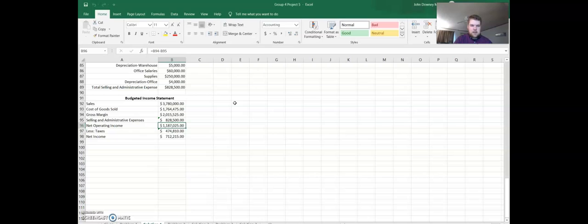And then from that, we have to subtract taxes. As Josh stated in the introduction, taxes are 40% of net operating income, which gives us $474,810 in taxes. So we'll subtract that from our net operating income to give us a total net income of $712,215. And with that, we'll go ahead and go to Bill, who's going to take a look at problem number 2.